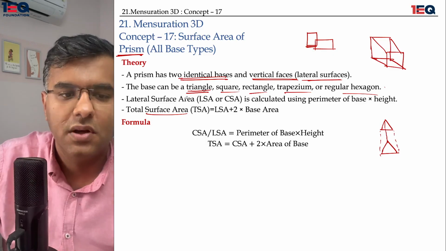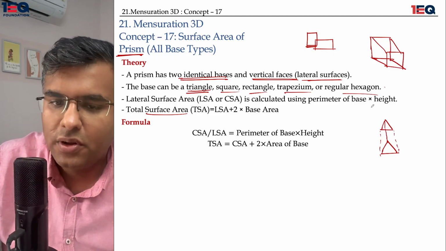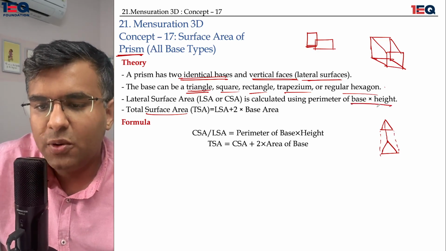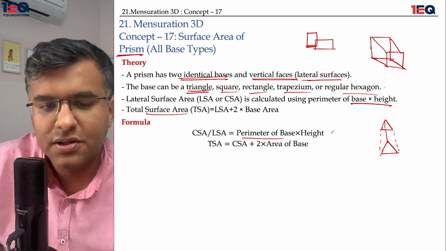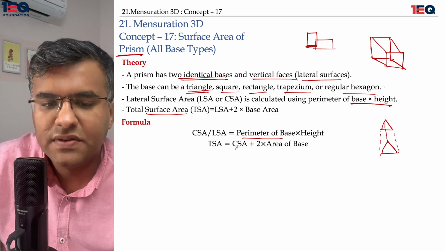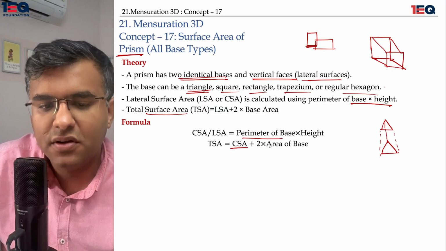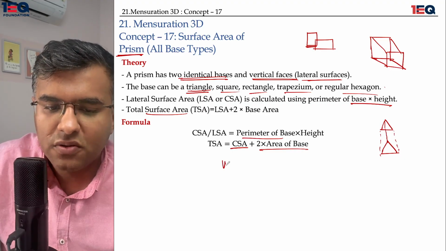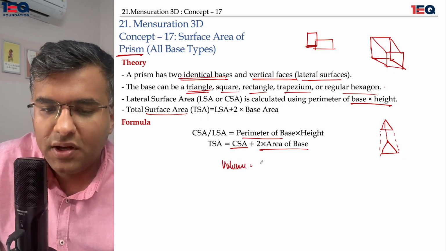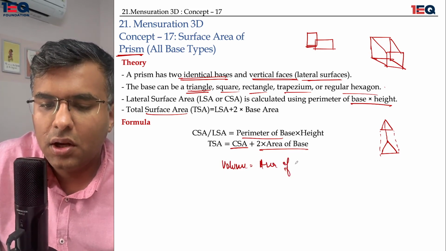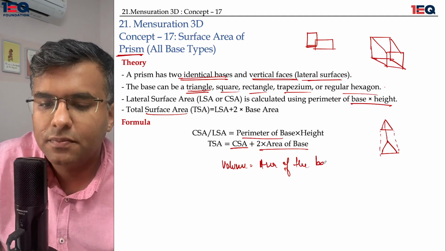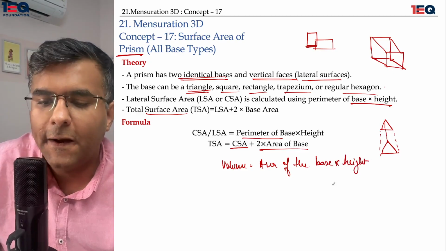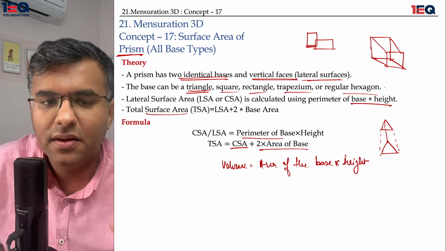Got it? So to find out the curved surface area or the lateral surface area, we need the perimeter of the base into height. And to find out the total surface area, we need the curved surface area plus twice the area of the bases that we've considered. Also, to find out the volume, we need the area of the base multiplied by the height.